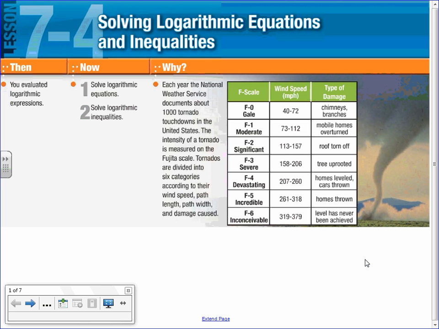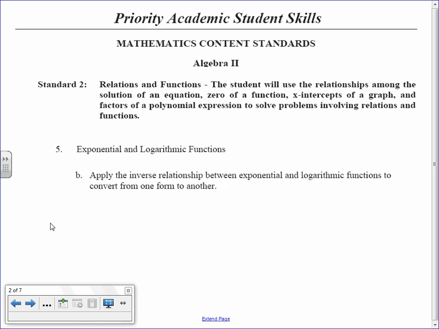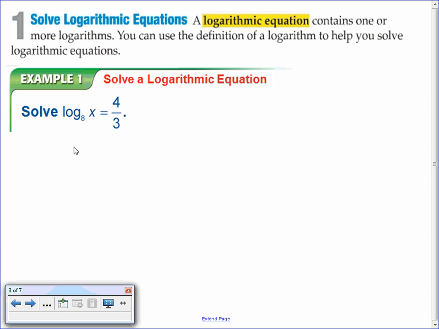Alright, today we're looking at lesson 7.4. We're going to be solving logarithmic equations and inequalities. First off, of course, our Pascal is covered right here. That's Pascal 2.5b. Alright, a logarithmic equation, basically that's any equation that has a logarithm in it.